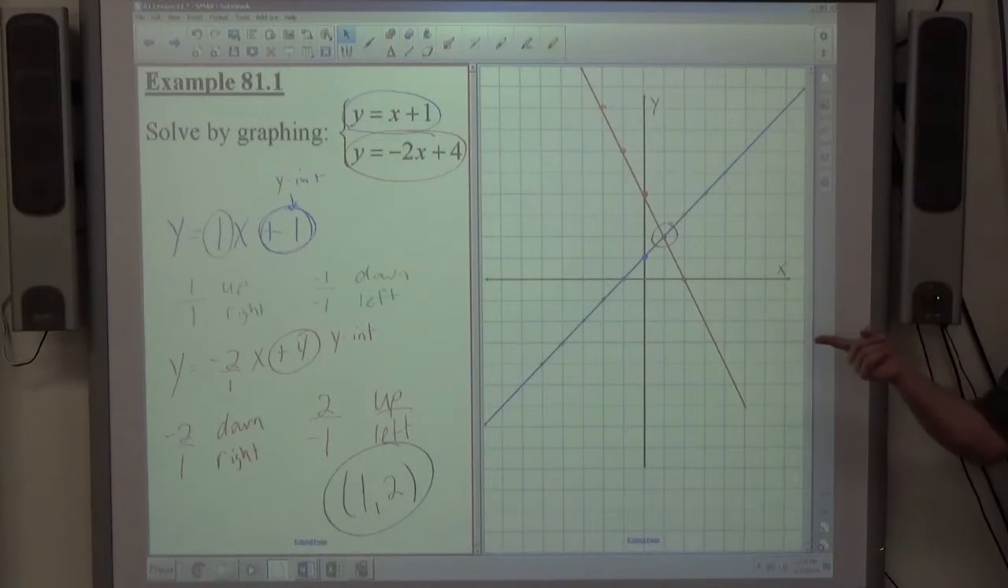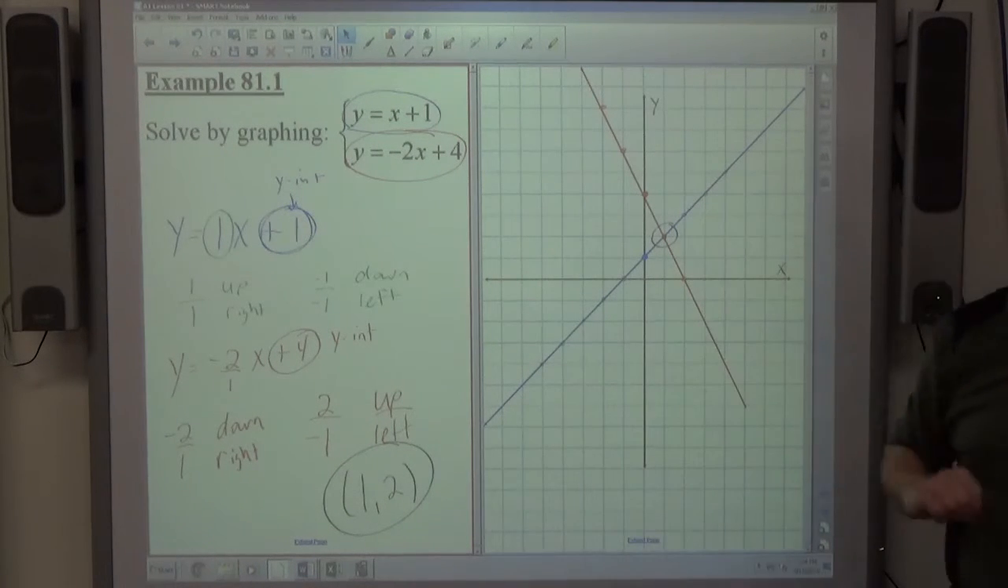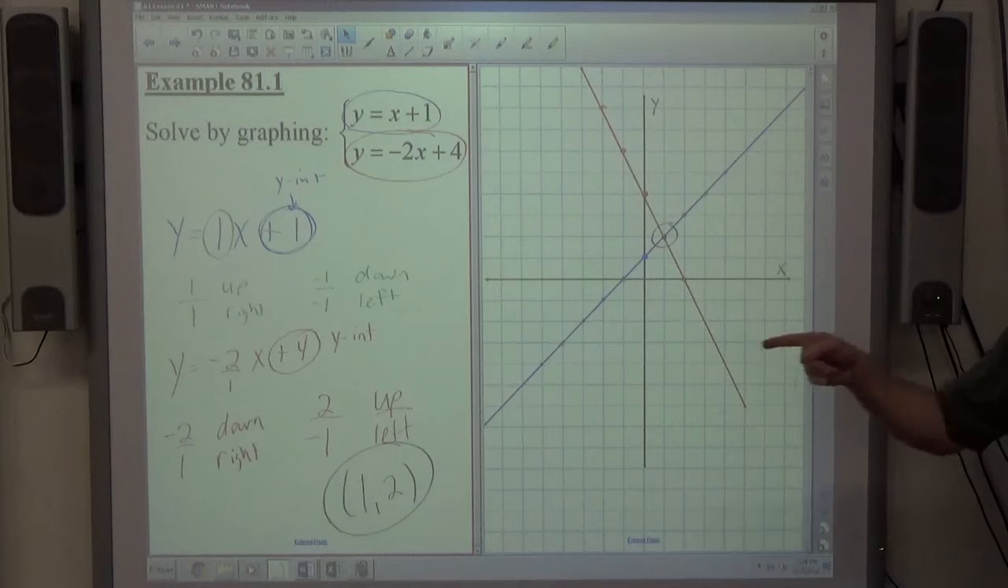Before, when we used elimination or substitution on these problems, we were still finding the exact same thing, the point of intersection. We just didn't see a graph to represent it. That's the difference in what we're doing today. Again, same type of problem, same type of answer. No matter how you go about doing it, you're going to get that answer for this problem.